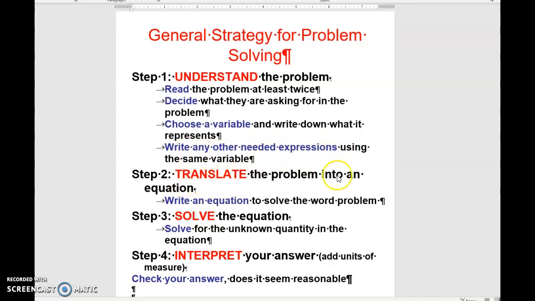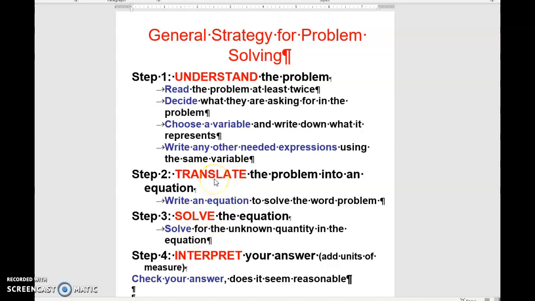Second step is translate the problem into an equation or inequality. You've got to write an equation to solve the word problem. This is the most important thing to do because if you get your equation or inequality wrong, it doesn't matter if you solve it correctly, your answer is not going to be right.